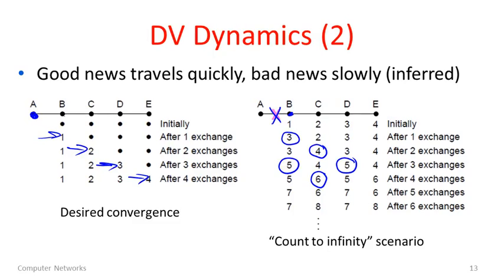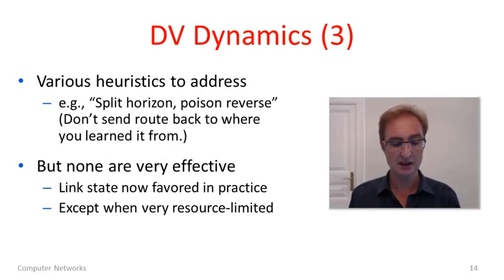This is called a count to infinity scenario because the network is really exploring ever longer routes in a vain attempt to try and reach a destination which is not reachable. And this is undesirable convergence behavior because it means that for a long time the routes in the network can be in flux.